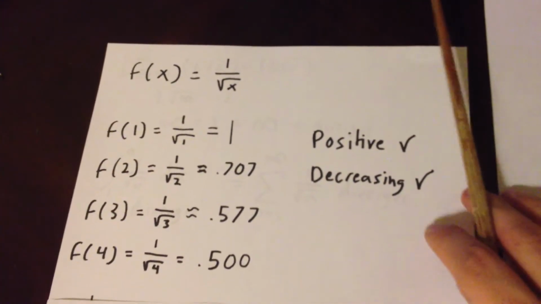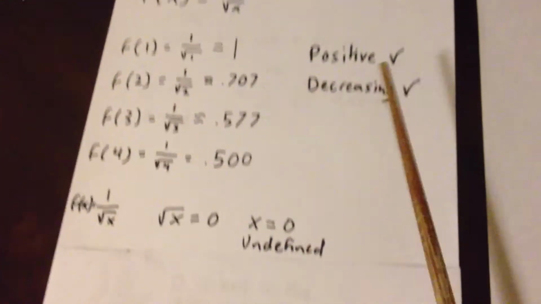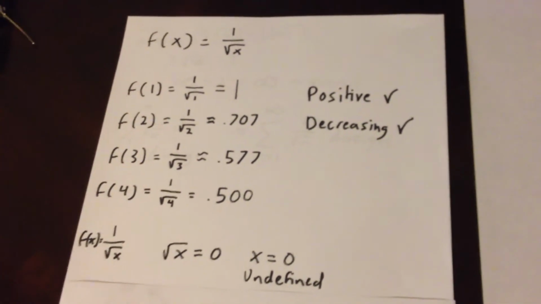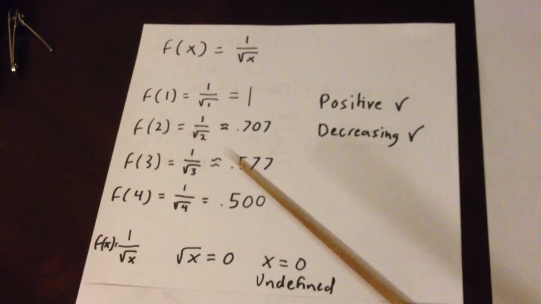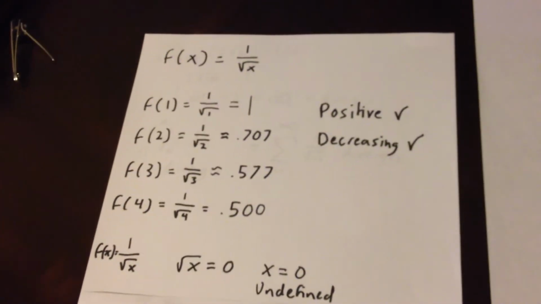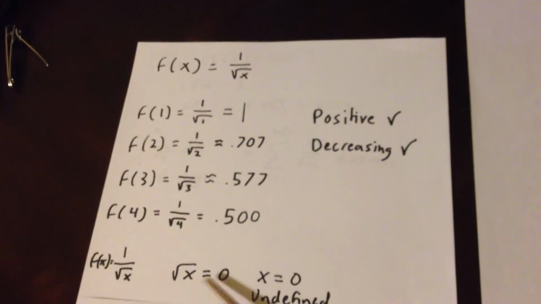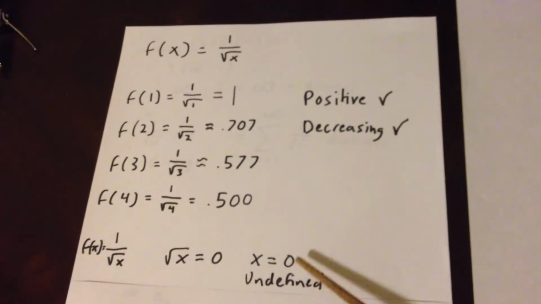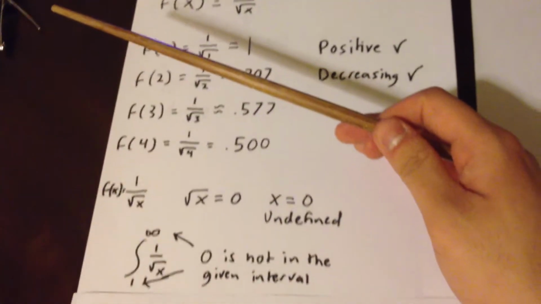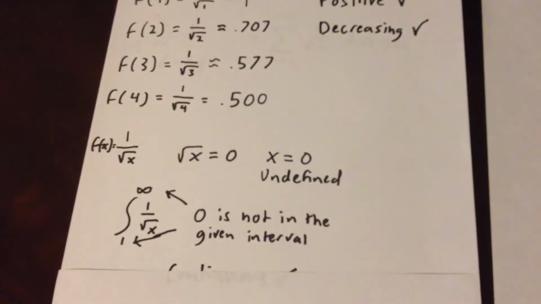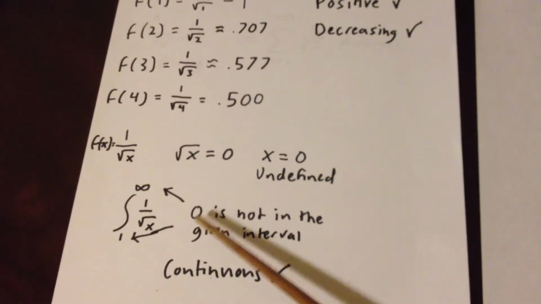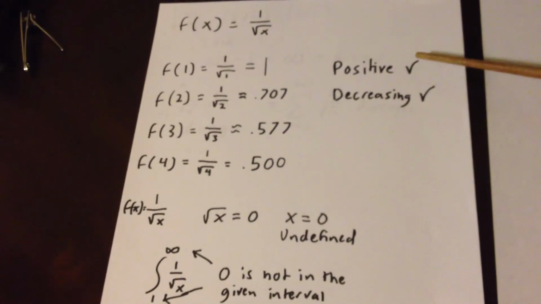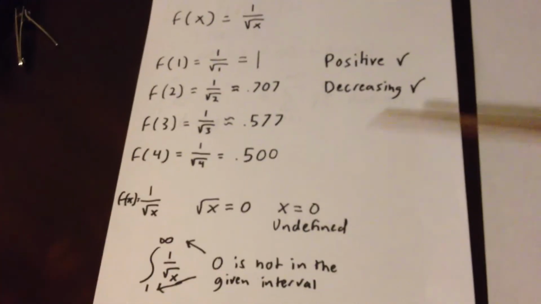In addition, in order to determine whether this function is continuous in this given interval, we have to determine which values it is undefined at. In order for this function to be undefined, the denominator has to equal 0. So square root of x equals 0, and the only value where the function is undefined is at x equals 0. So essentially, this function is continuous because 0 is not in the given interval, and thus this function does satisfy the first, second, and third requirements.